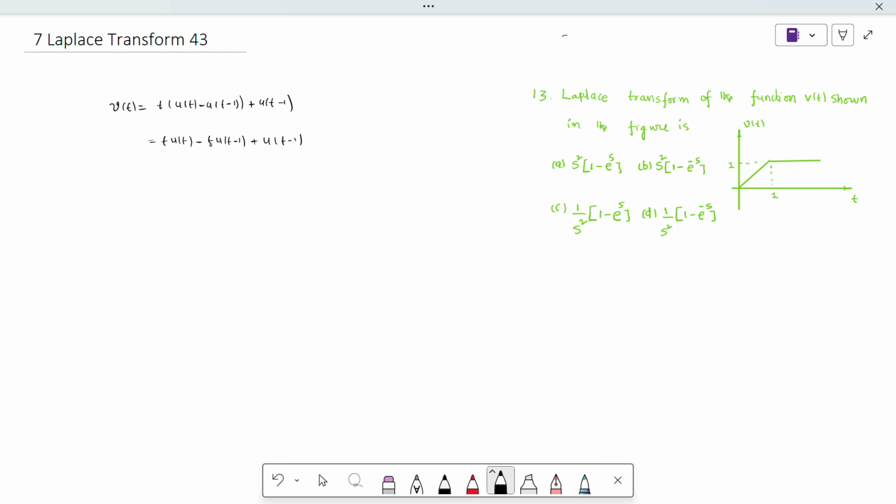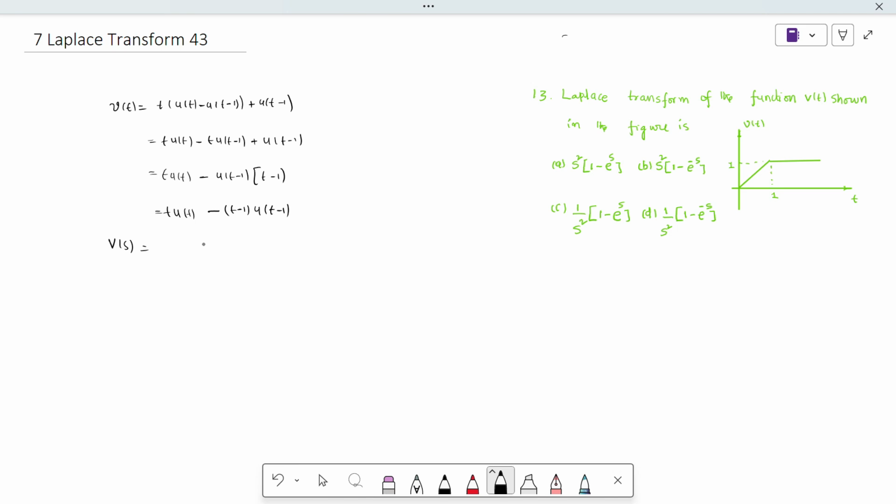So here the step is shifted, but here t is not shifted. So for the convenience, I am writing it like this. Taking the minus u of t minus 1 as common, then you will get t minus 1. So now this is t into u of t. So overall the function is also a shifted signal: t minus 1, and here also t is replaced by t minus 1.